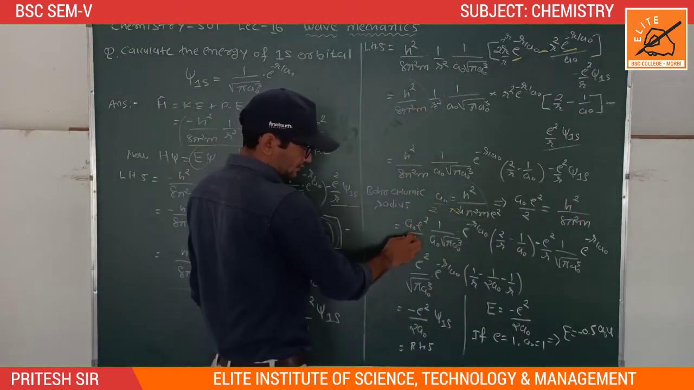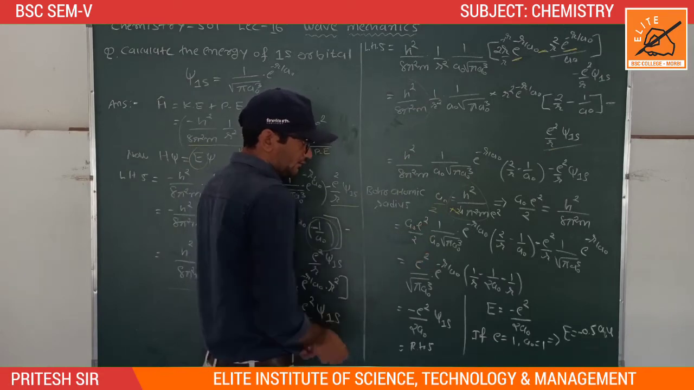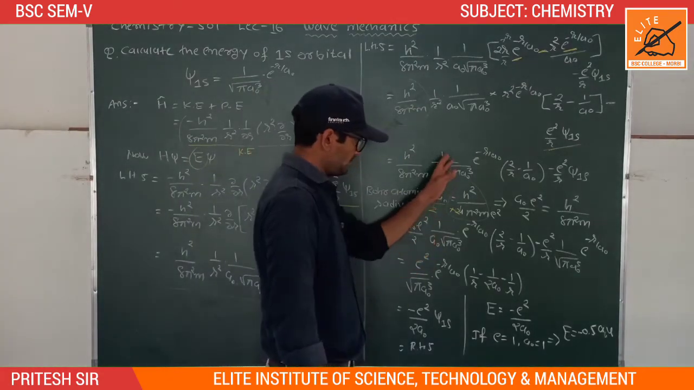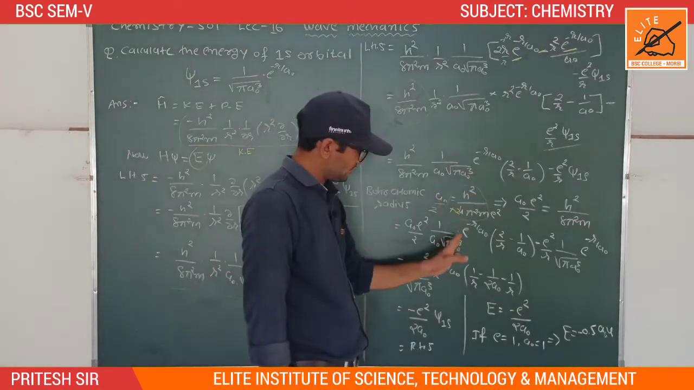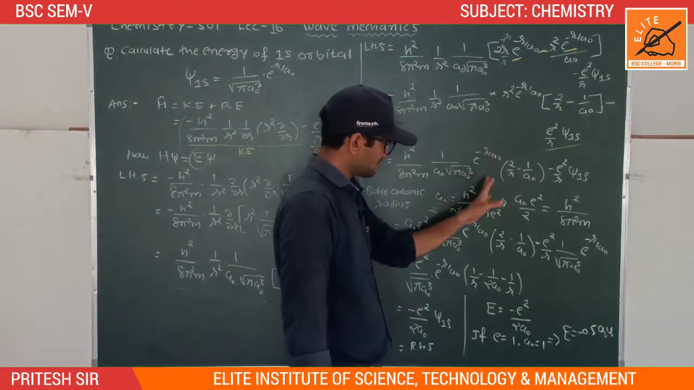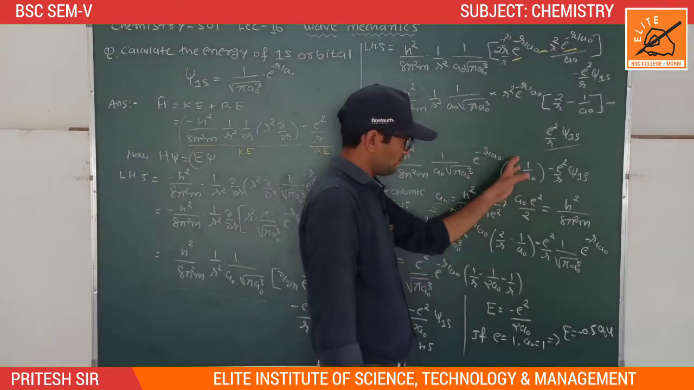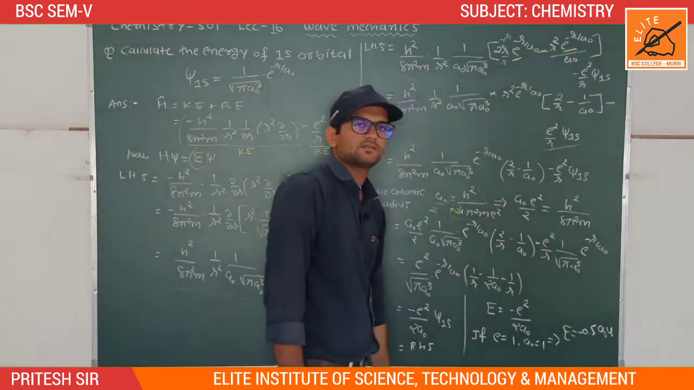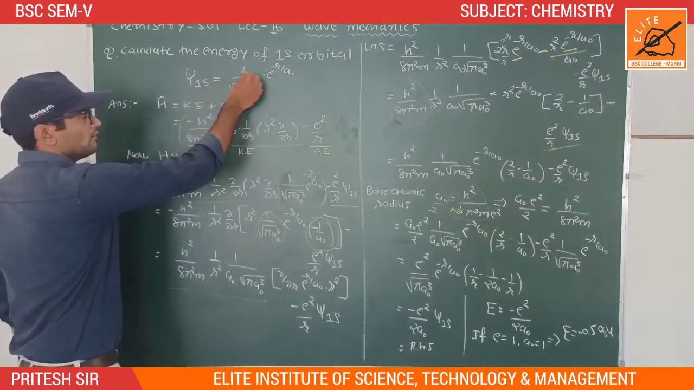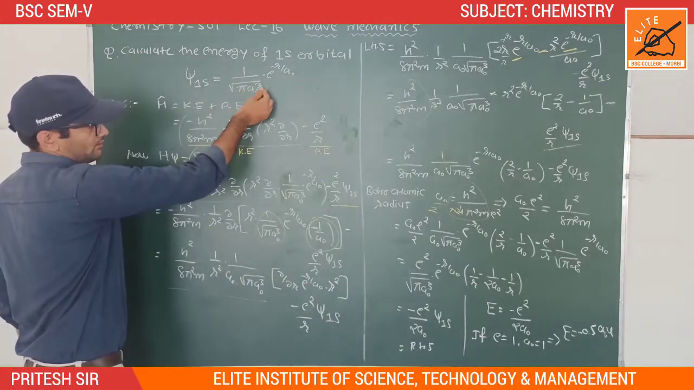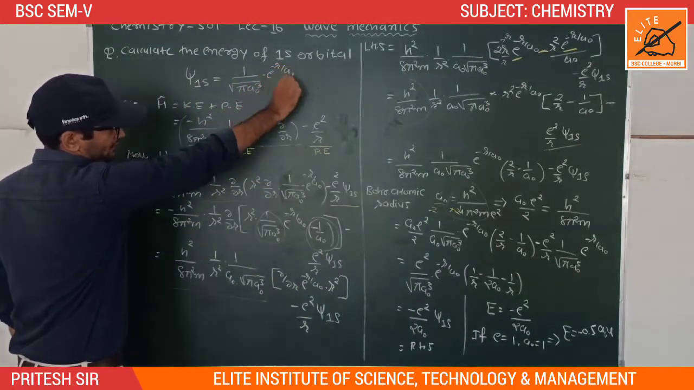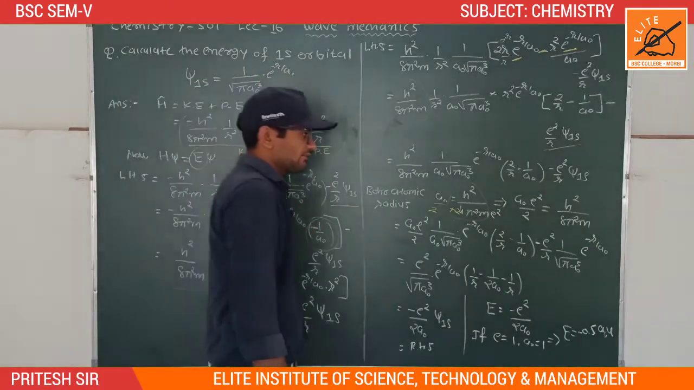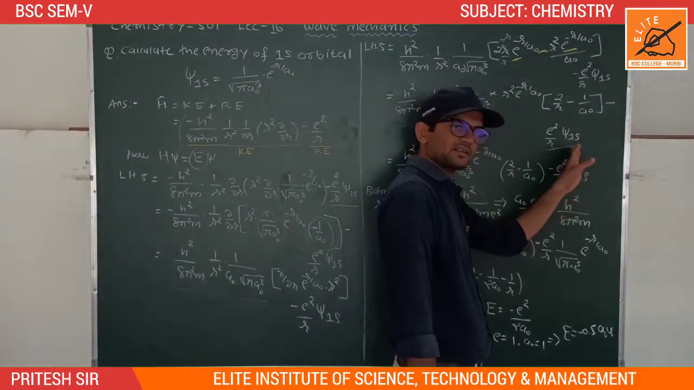Now I put the value of h square upon 8 pi square m, therefore the expression becomes a0 e square divided by 2 and 1 upon a0 under root pi a0 cube e to the power minus r upon a0 and 2 upon r minus 1 upon a0. Now I put the value of psi 1s. Psi 1s is equal to 1 upon under root pi a0 cube into e to the power of minus r upon a0, and now I put the value of psi 1s in the potential energy term.